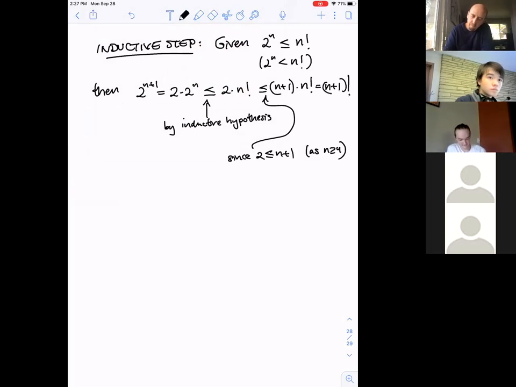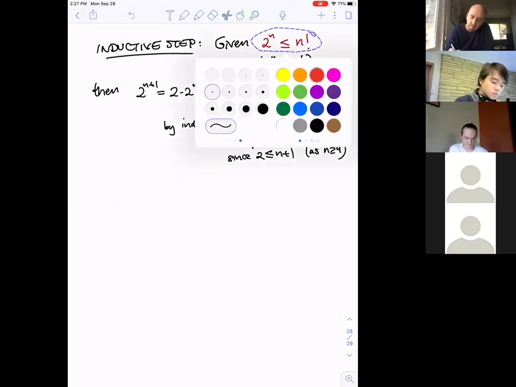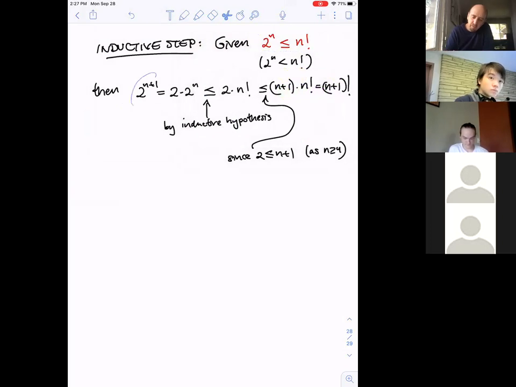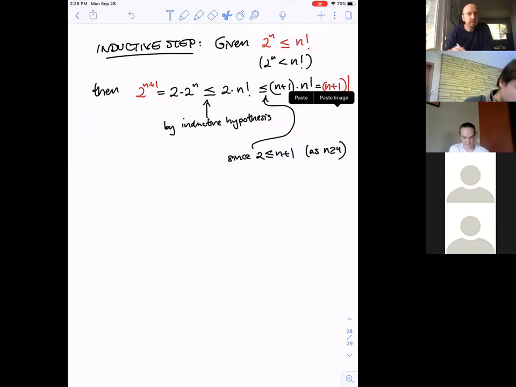Okay, so what did we do? We began with assuming the statement for n, and we concluded it for n plus 1. We got a string of equalities and inequalities.